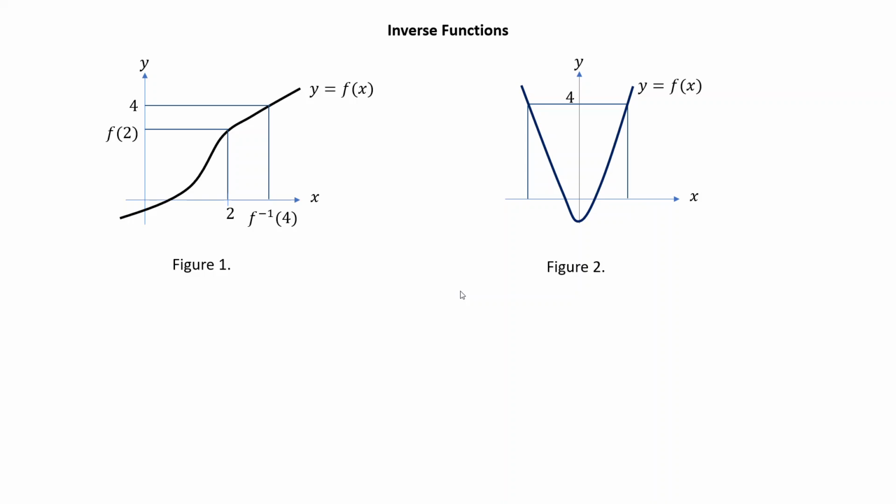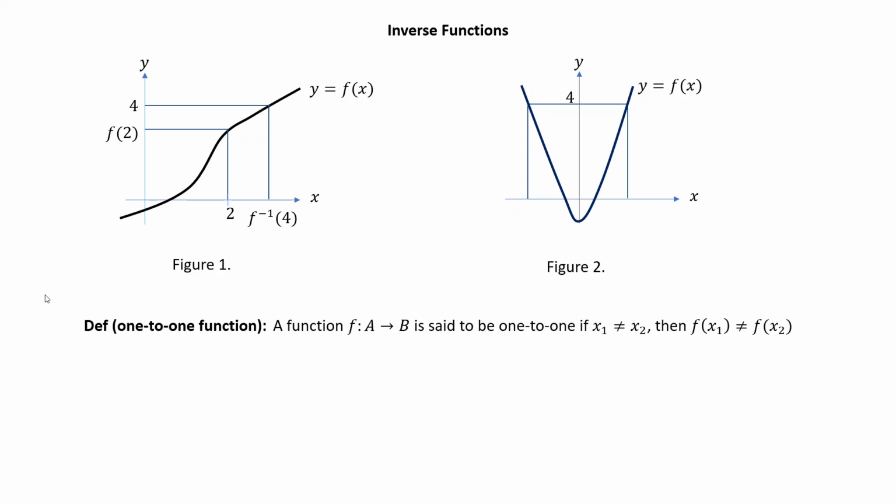Okay. Are there ways around it? Of course there are. Definition. Something called a one-to-one function. What's a one-to-one function? A function f maps a into b. Oh, look at how I read that one. You read that f colon a arrow b as f maps a into b. Okay, a function f maps a into b is said to be one-to-one if x1 is not equal to x2, then f of x1 is not equal to f of x2. That's when we say the function is one-to-one.